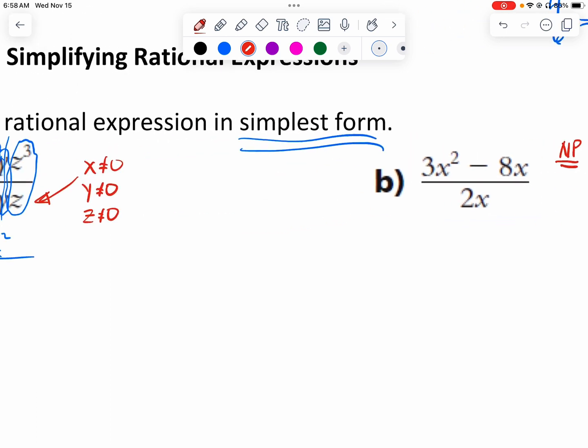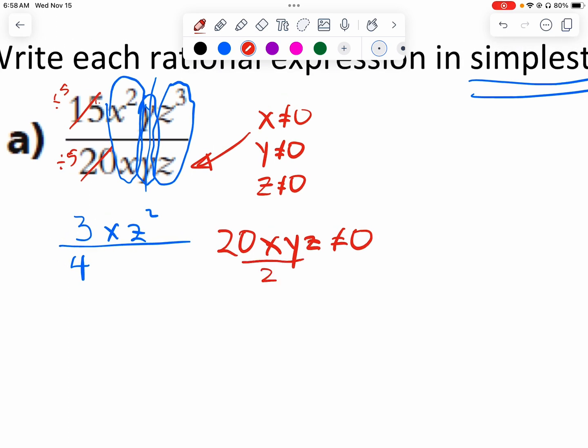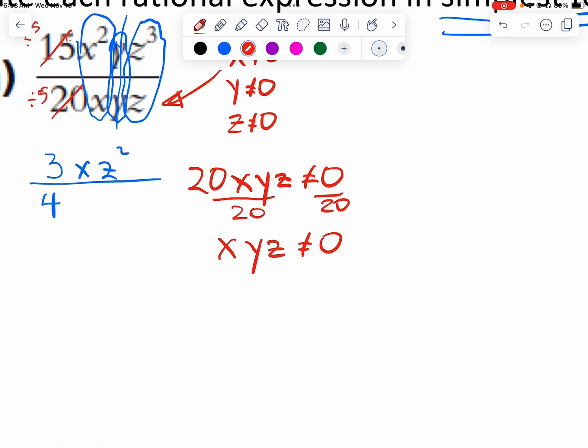You could do the same process over here too. 20x, y, z cannot equal 0. Well, what makes that 0? Well, I divide by 20, x, y, z cannot equal 0. And then you just define each of those. I'm going to solve for x, then that can't equal 0, y cannot equal 0, z cannot equal 0. Anytime those equal 0, then it's undefined.